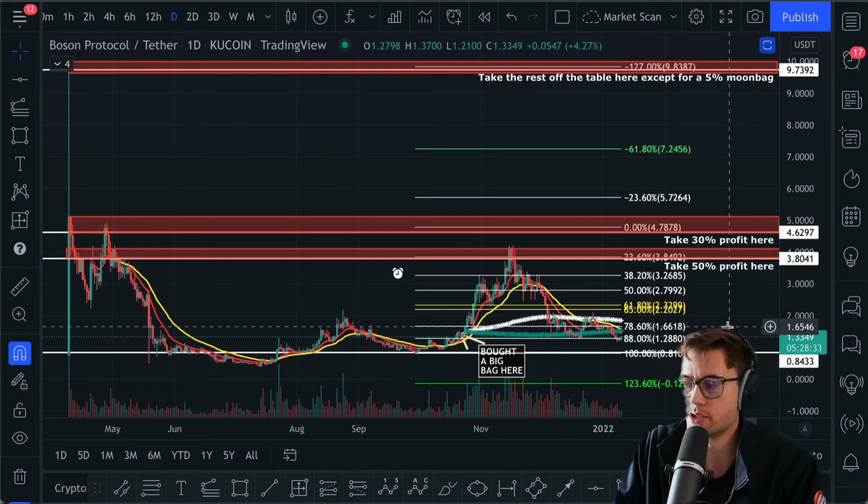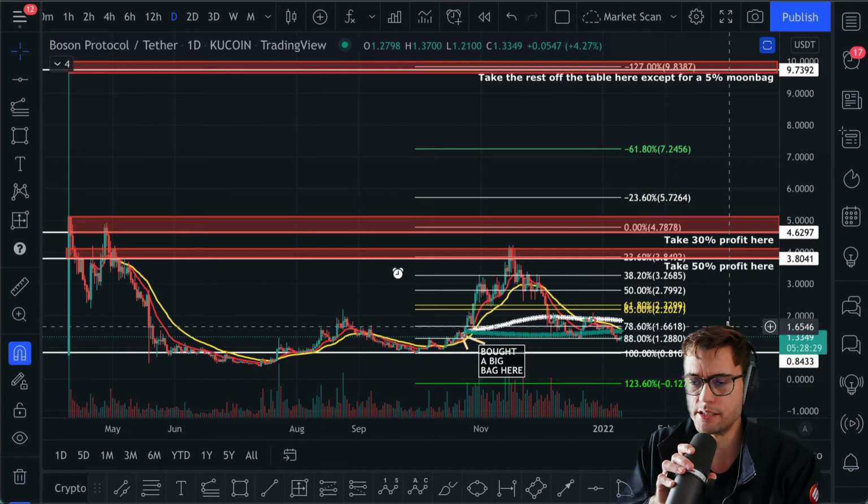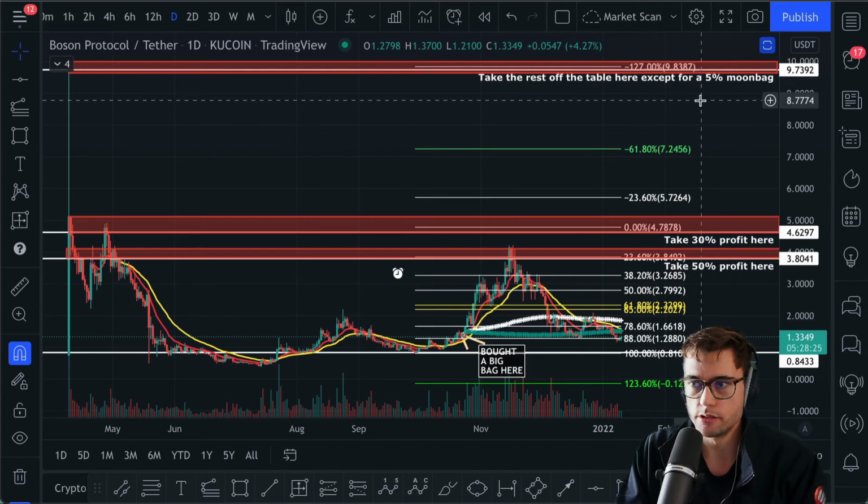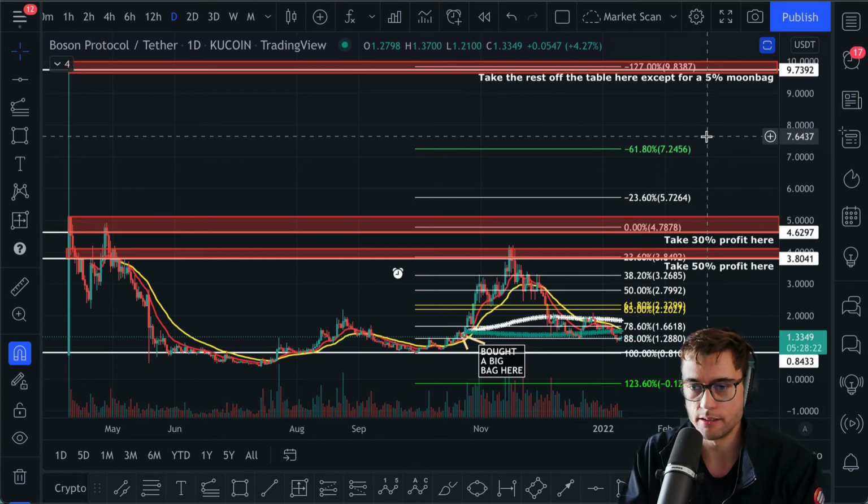I do like this project. I think it has good fundamentals, so we'll see what happens. But yeah, we just need one more. We just need another bull cycle, and it should do it. So yeah, this is my Boson analysis.